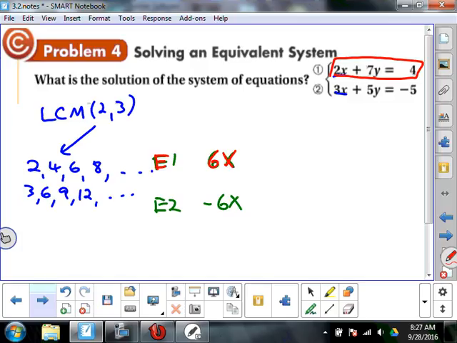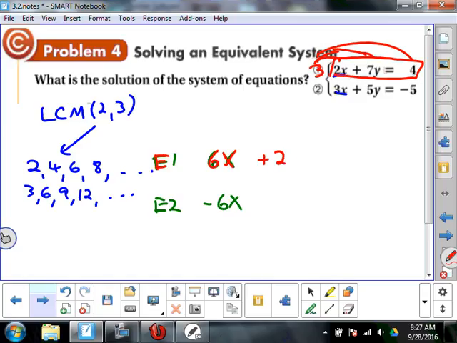Everybody with me so far? So we're going to triple every single term in that first equation. Here's where people mess up. Where people mess up is they forget the distributive property on the last term. So we do get 6x, and then what?